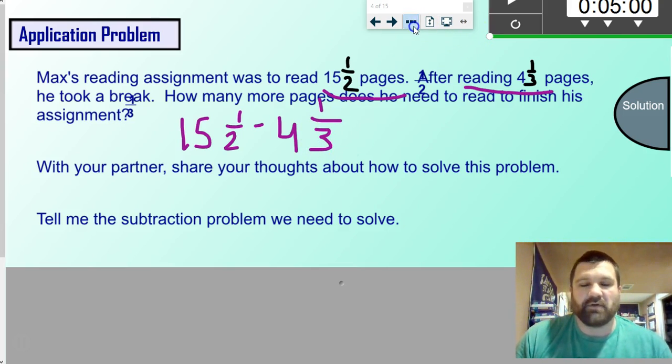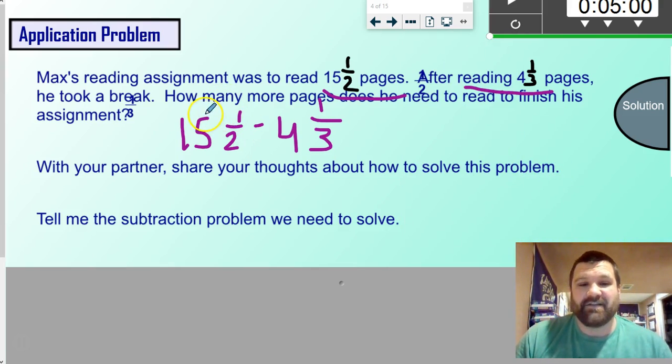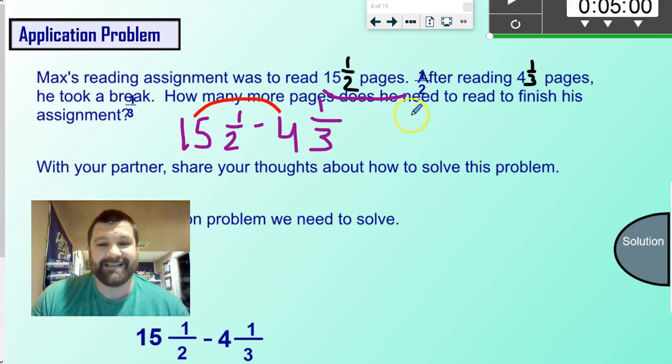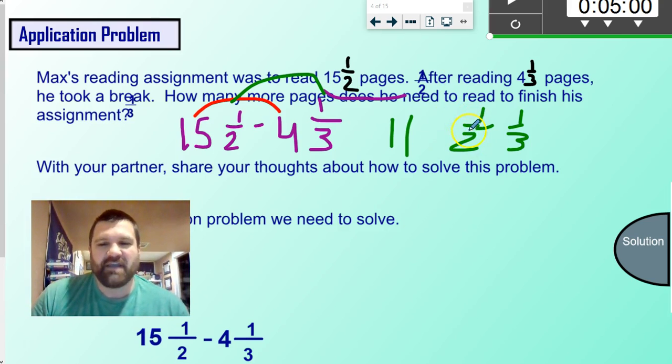Okay, and we learned in the last few lessons that why not make this easy and do the ones that are similar first. So 15 minus 4 is 11. And then you'd have 11. Okay, now we can do this. So we have a half minus 1/3. And we know that we have to subtract, right? Well, can we subtract 2 and 3 as a fraction? No, because we have a half minus 1/3. We can't subtract the 2 and 3 because they're not the same. You need to make them the same.